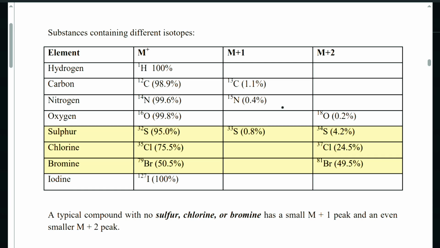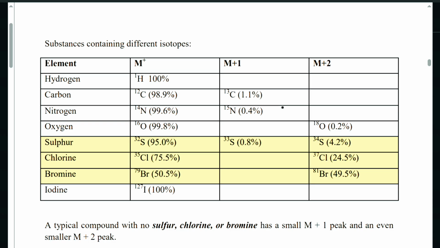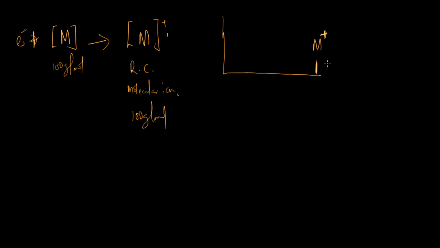So let's look at the table here again. Basically, hydrogen has just this abundance. Carbon can be carbon 12 and 13, but these are the most important parts that you really need to pay attention to: sulfur, chlorine, and bromine. So it is important to note M plus 1 and M plus 2. Let's look at that. Let's say we have a peak here. This is the molecular ion peak, right? So we have M plus, we can have M plus 1, and we can have M plus 2.